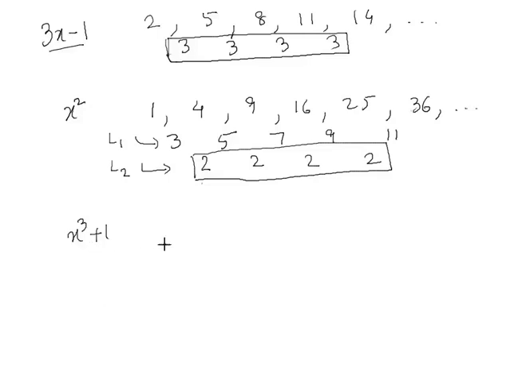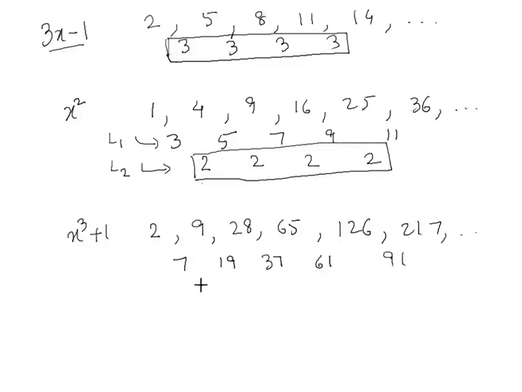So if I take something like x cube plus 1, 1 cube plus 1 is 2, 2 cube plus 1 is 9, 3 cube plus 1 is 28. So I'm just taking every term, one after the other, with x equal to 1, 2, 3, 4, and so on, as in the previous cases. So you can observe these are the values. Now if you check the differences here, you have 7, 19, 37, 61, 91. Check the differences again. You get 12, 18, 24, 30. Check the differences again. You get 6, 6, 6.